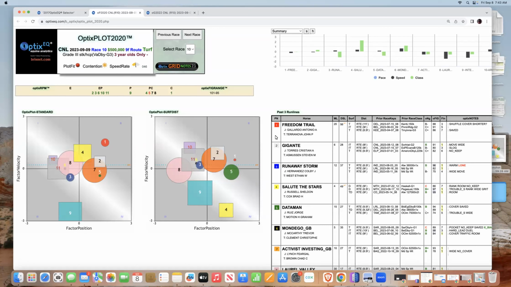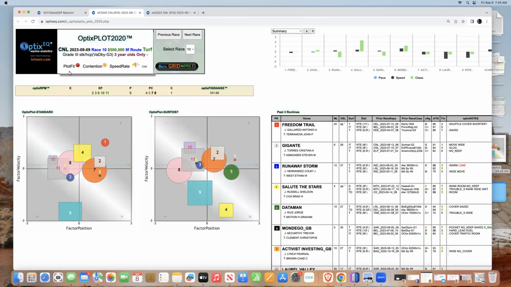So I'm going to really rely on notes to do some form cycle analysis and try to project where horses might be going. But I'm also going to use the plot to assess the pace of the race. It's a little confusing because, as people who understand Optix plots know, it's a red plot, and our plots are usually less predictable when they're red. The contention is kind of average, speed rating's a little high. So you've got a little mix of everything in here, but I'm going to try to weave through it.